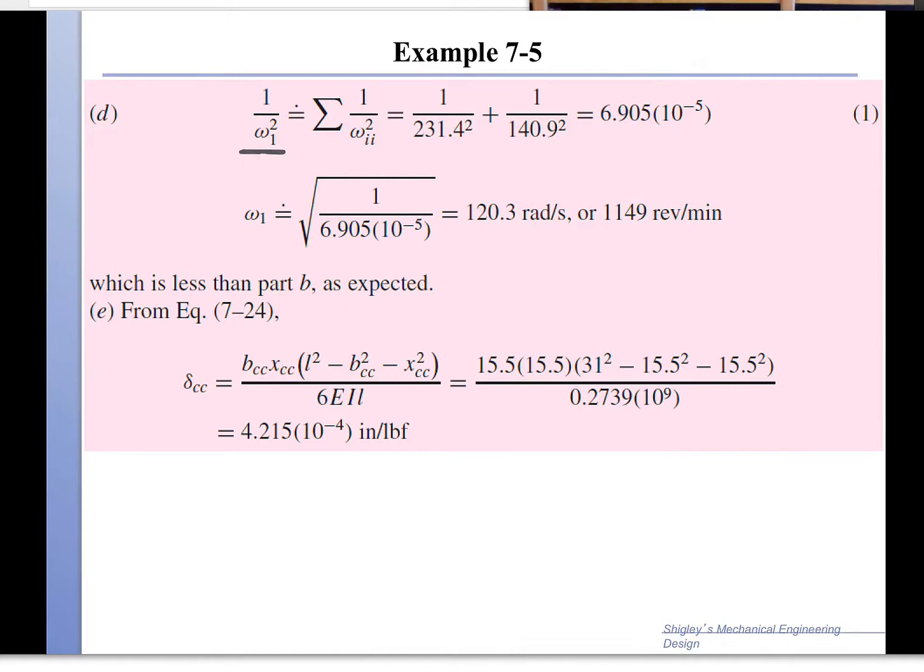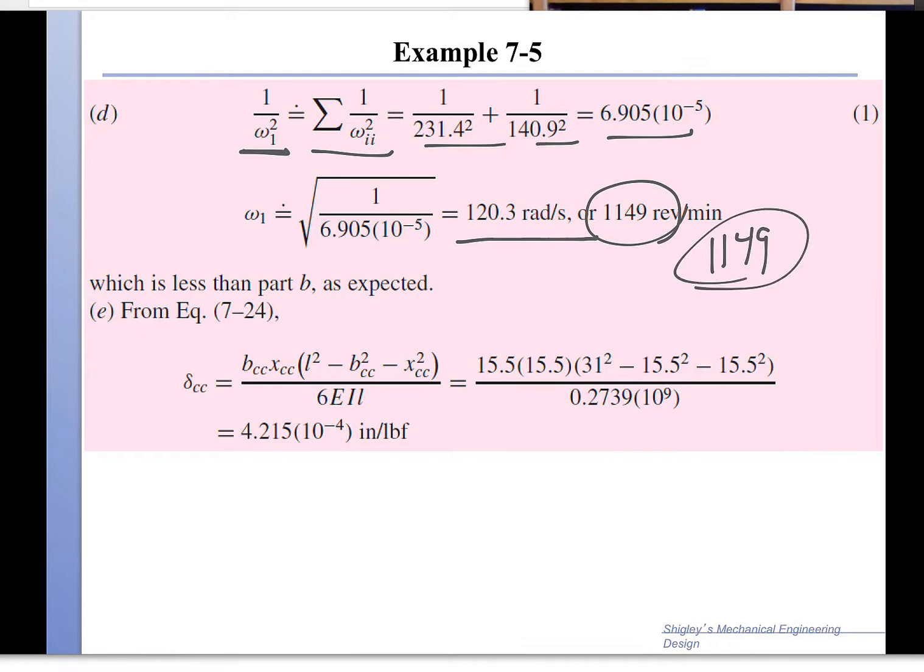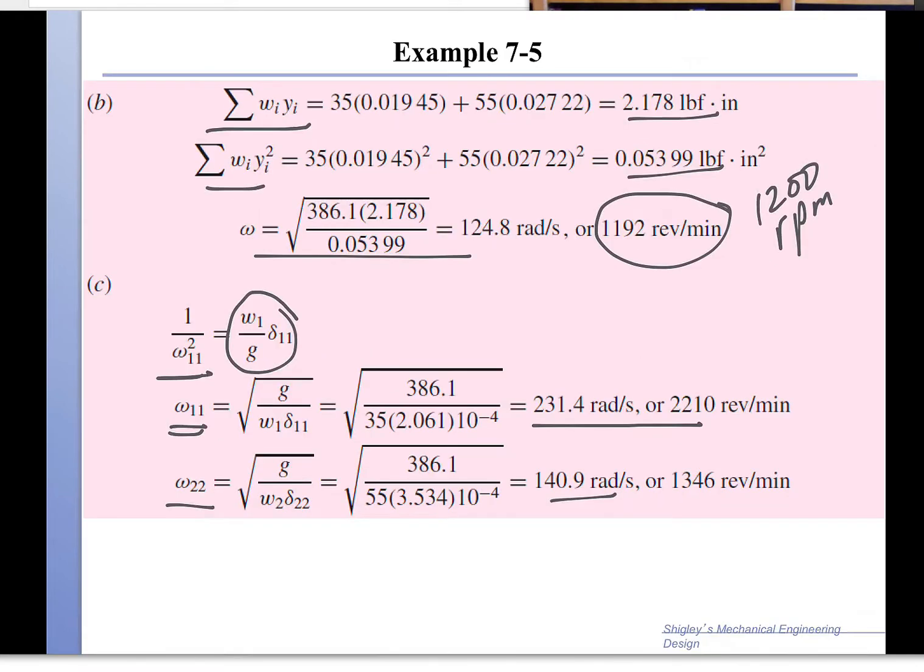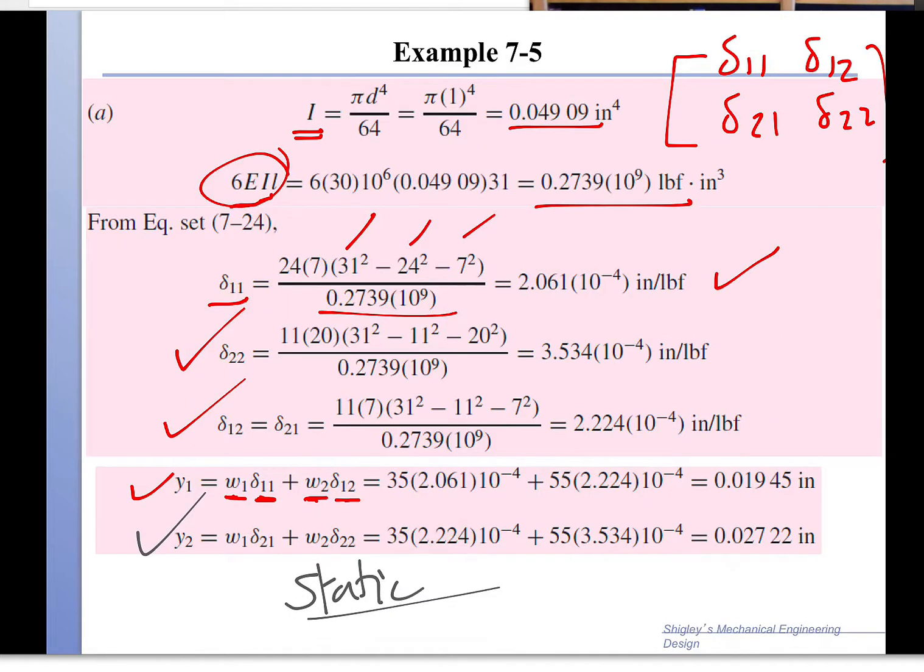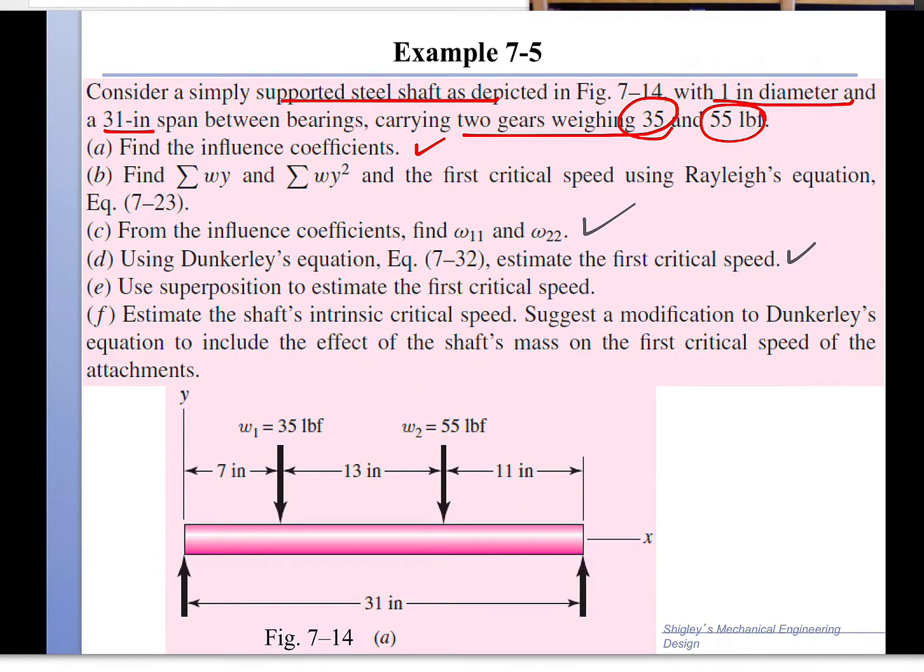So 1 over omega 1 squared is the sum of 1 over omega ii squared. And doing that, we get a number for the first critical speed, which is 1149 RPM, which is somewhat smaller than what we obtained before. So we have now obtained the critical speed by two different methods. Let's go back and see what is required.